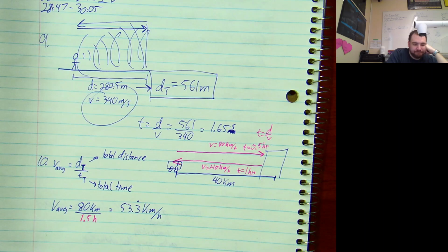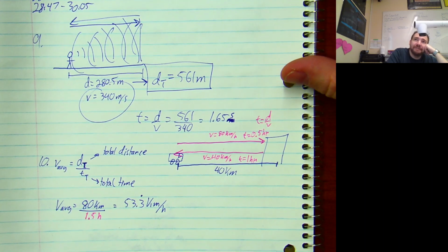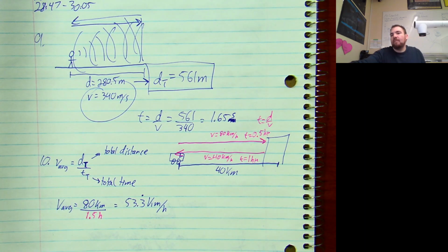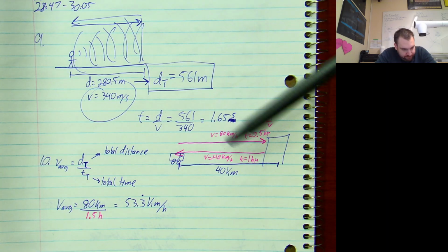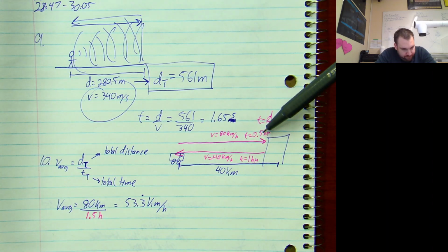Yes, sir? I did it a different way. How'd you do it? I got the times as well, but I averaged the two times. Because I knew 0.75 was the halfway marker between a half and a full hour. So I just did that under 40, which also got me 53.3.